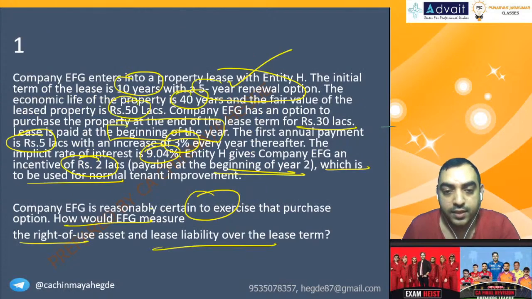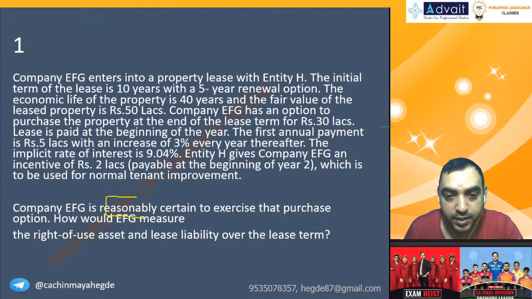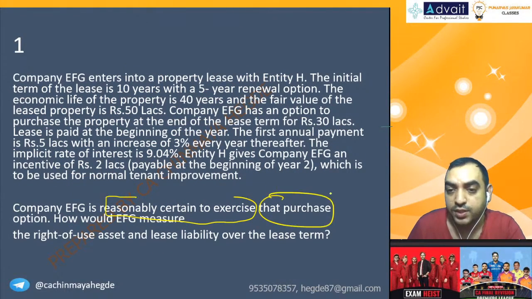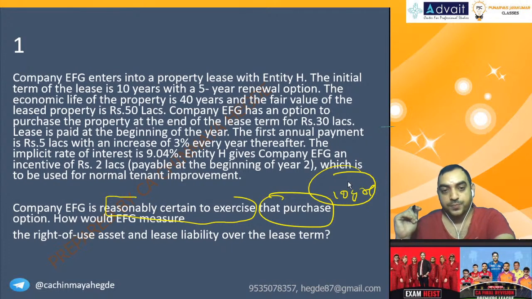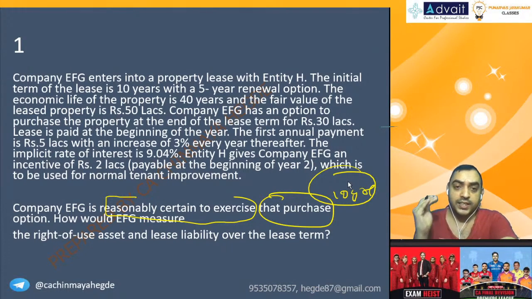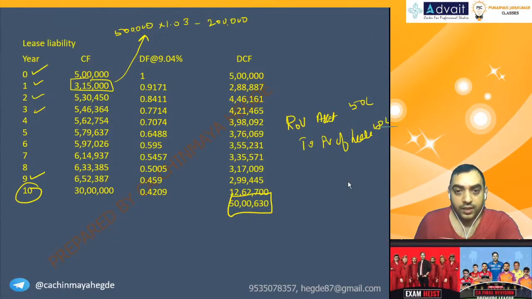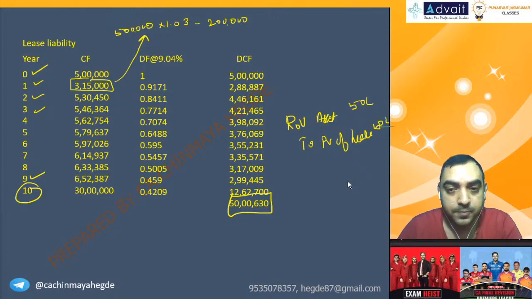Since the question said the entity is reasonably certain to exercise the purchase option, we have taken the 10-year period only. If the entity did not have it, then you could have gone for 15 years. But here they said the entity is reasonably expected, so I have taken the 10-year period. Any question? Shall we go further?